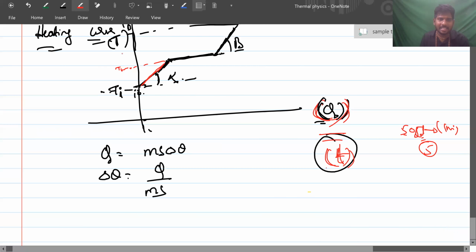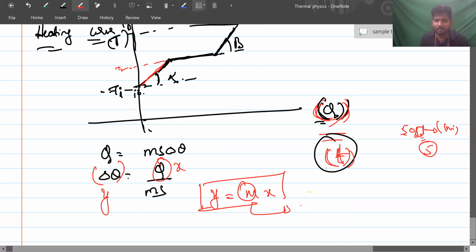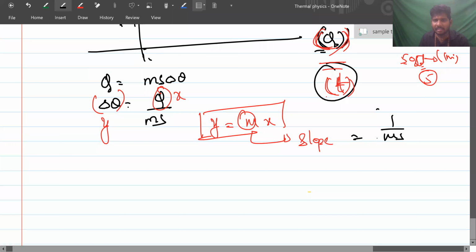So delta theta is nothing but the y-axis here. Q is nothing but the x-axis here. So if you compare this with y is equal to m x graph, what is the slope here? Q, sir. No, slope is nothing but 1 by m s, right? Yes, sir. If you consider mass is fixed here, the slope is inversely proportional to specific heat, right?